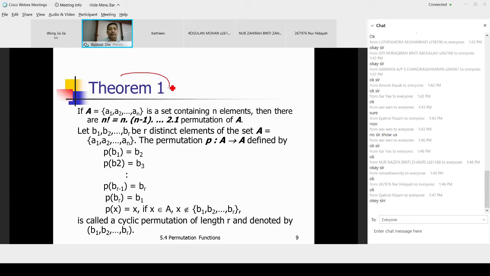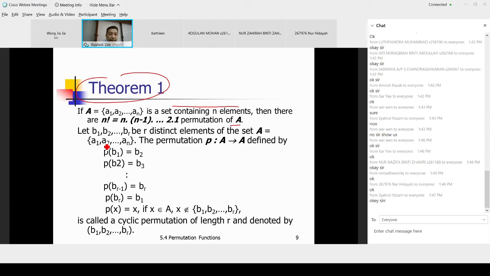Theorem 1. Theorem 1 says if we have a set A with elements A1, A2 until AN, so the set containing n elements, the number of permutations of A is n factorial, equal to n times n minus 1, and so on until 2 times 1.